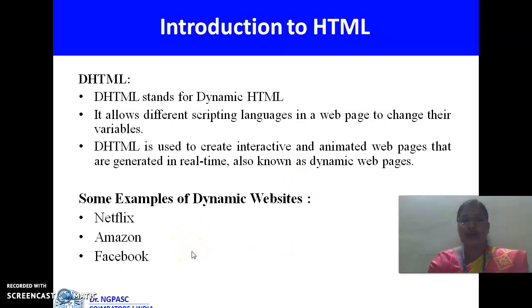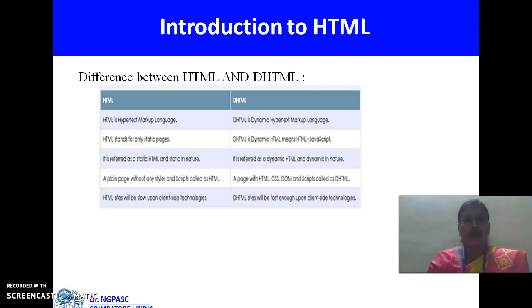Once we develop the pages with DHTML, the pages keep on changing. But if we create web pages in HTML, it's static and cannot change. So, the difference between HTML and DHTML: HTML is hypertext markup language, DHTML is dynamic hypertext markup language. HTML is for static pages only; DHTML means HTML plus any one of the scripting languages. HTML is static in nature, DHTML is dynamic in nature.